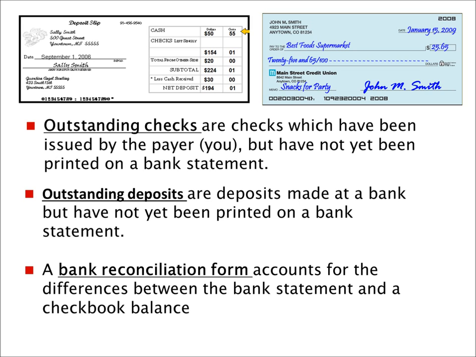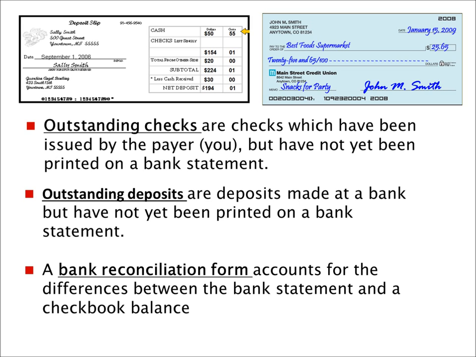The second word on your screen is an outstanding deposit. An outstanding deposit is when a deposit has been made at your bank, but that deposit has not been printed on your bank statement yet. Okay, one reason, maybe your bank statement was just printed 2 days ago and you just made that deposit in the past 2 days. Because it was just recently made, that could be one reason why it's not printed on the more recent bank statement.